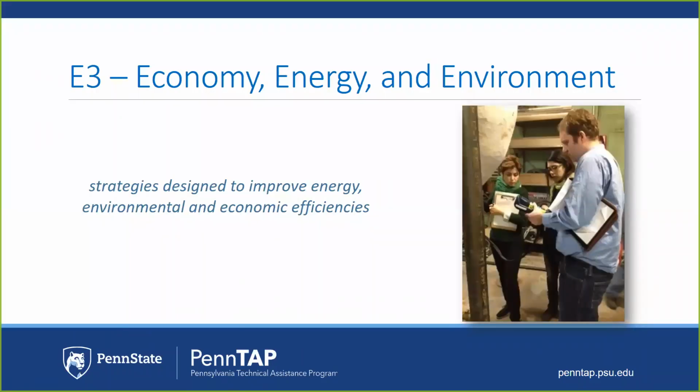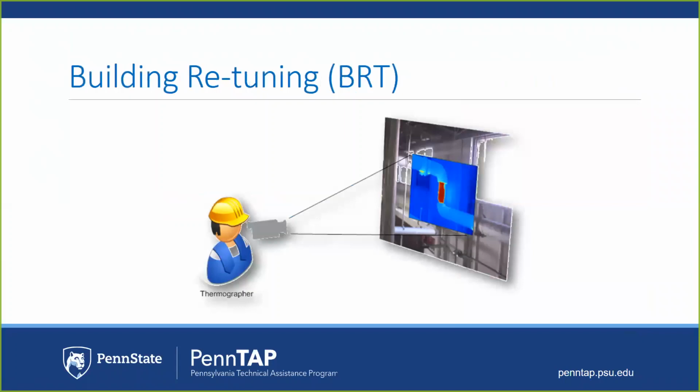Penn TAP also provides E3 services, that's energy, environment, and economy. These projects combine energy audits, pollution prevention, and lean manufacturing to provide comprehensive process improvements. The Building Retuning Program, also called BRT, is a combination classroom and hands-on training opportunity for government agencies, including schools and municipalities. The program focuses on no and low-cost savings opportunities.